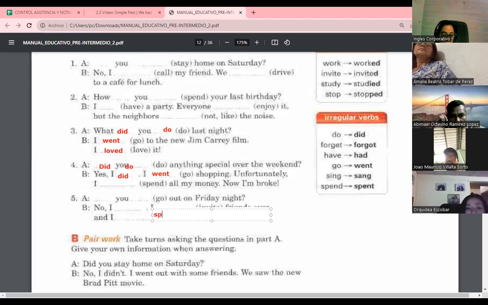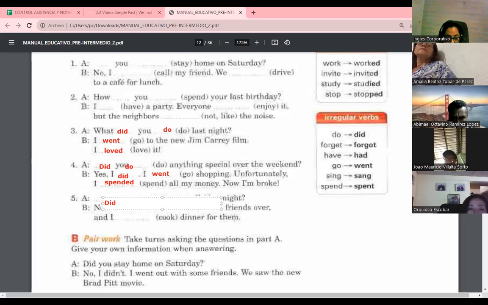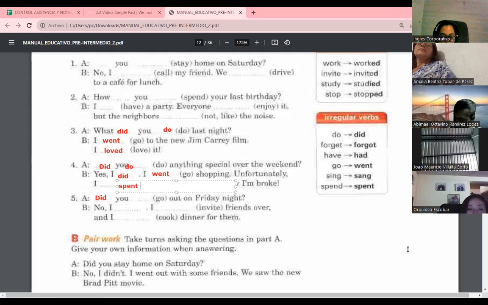¿Cómo es el pasado de spend? Spent. S-P-E-N-T. Es un verbo irregular. A ver. Spent. Uy, perdón. Es irregular. Sí, la teacher está durmiendo. Sorry, guys. Ya la teacher está dormida. Spent. Okay, excellent. Yes, it's irregular. You're right.